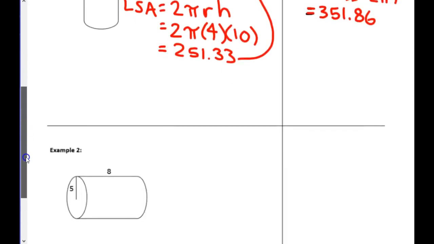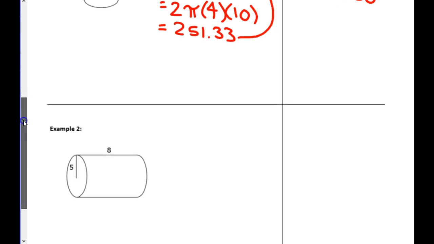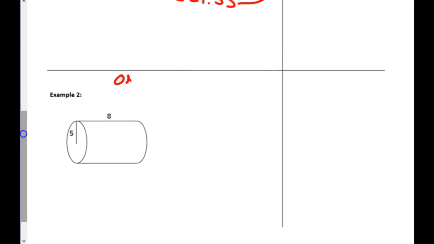However, look at this one. The only difference is what? It's on its side, right? So this one could be on your own. It's the same dang thing. I believe you can do it.